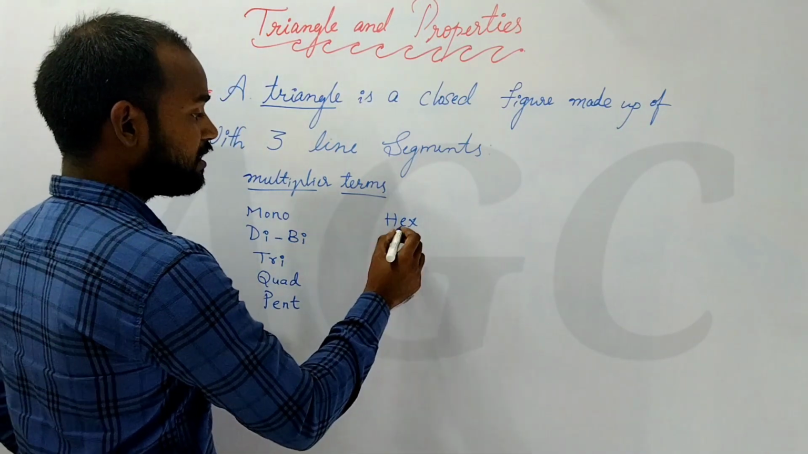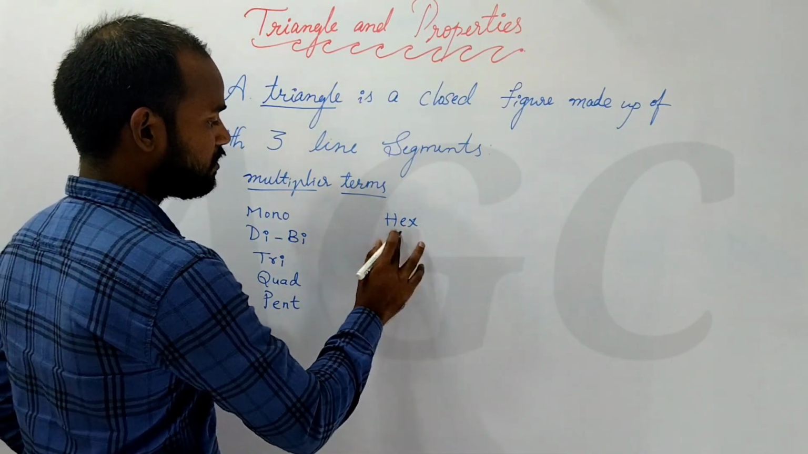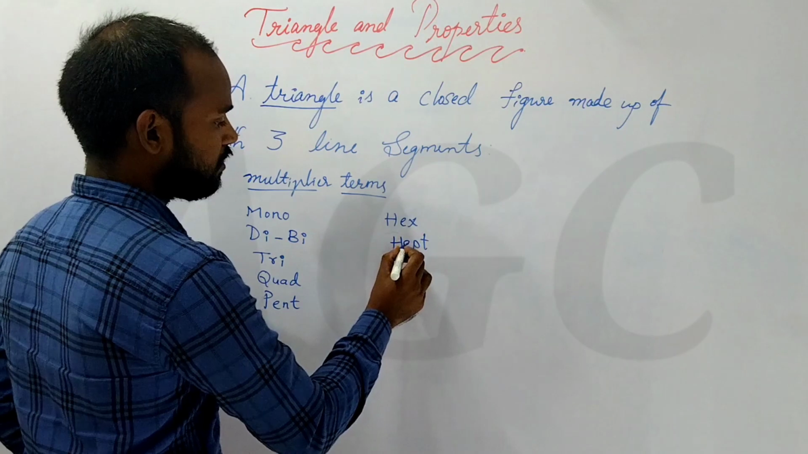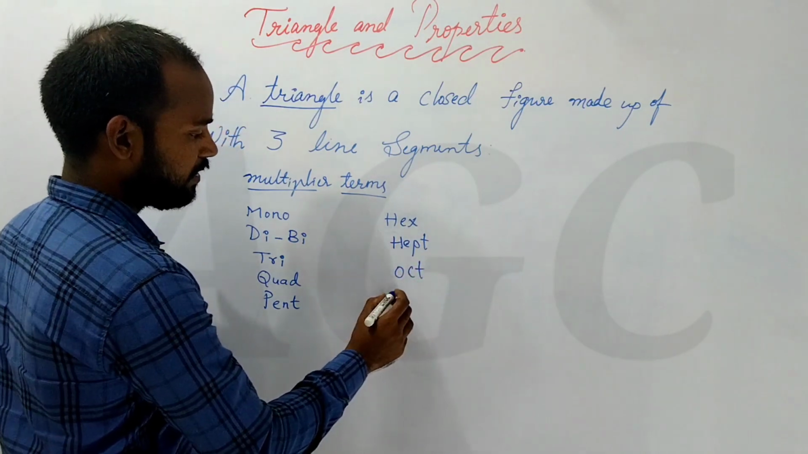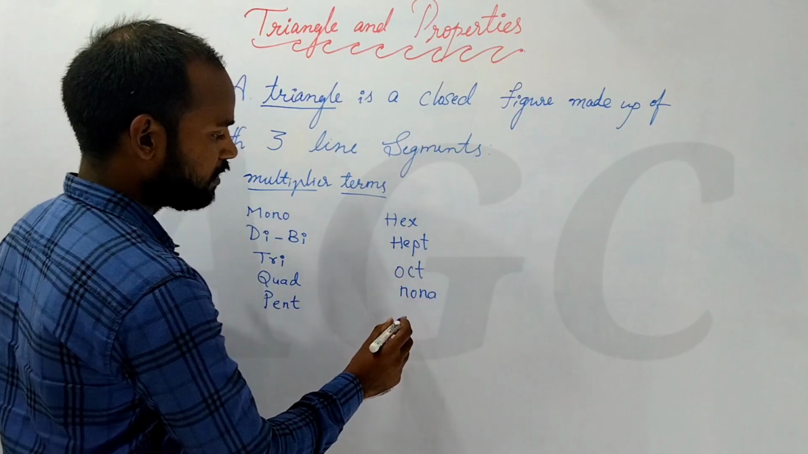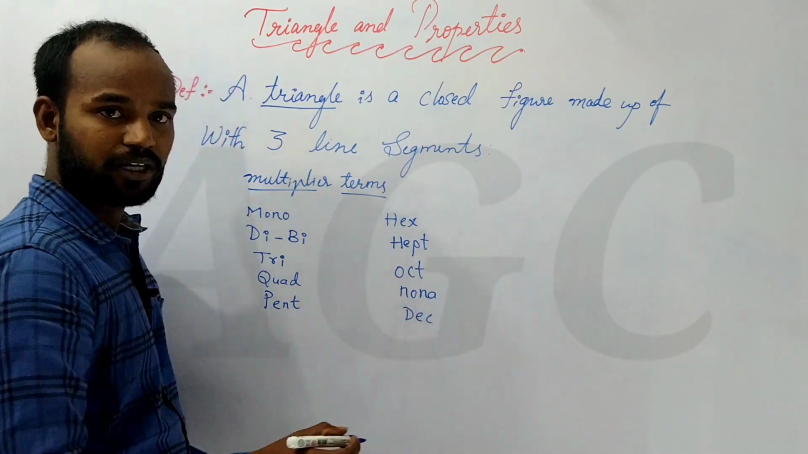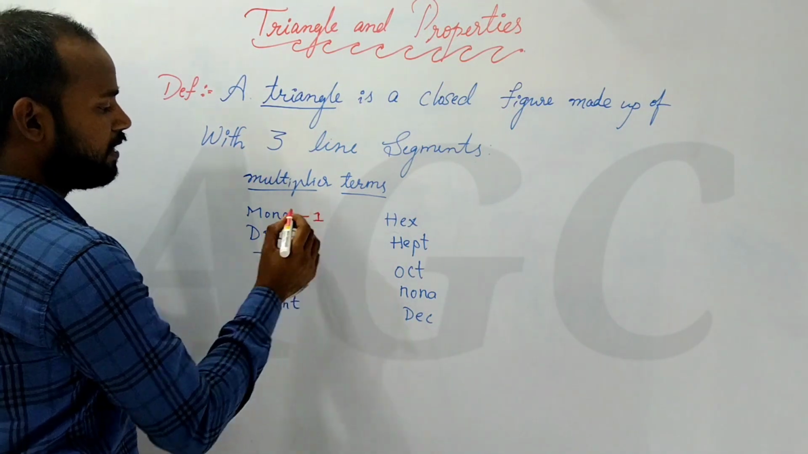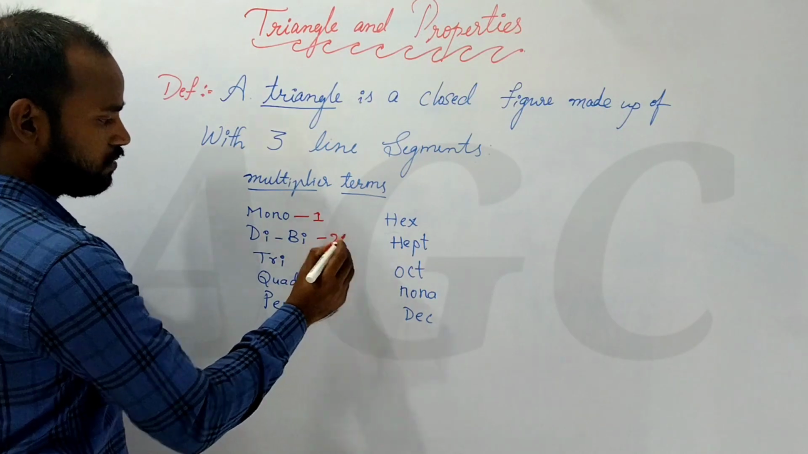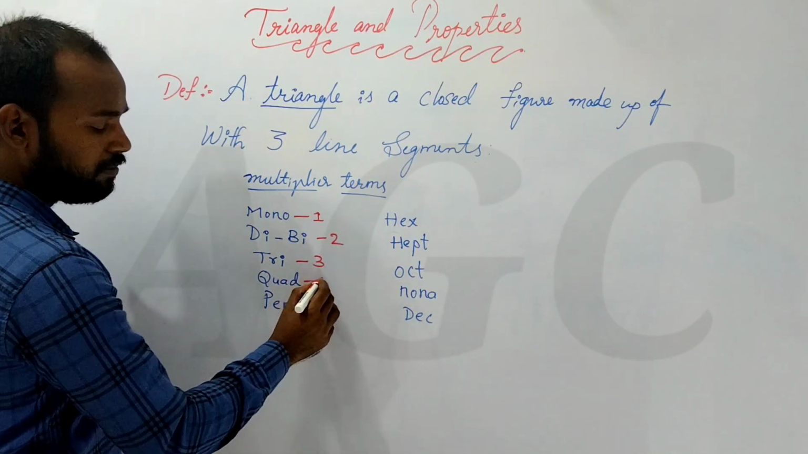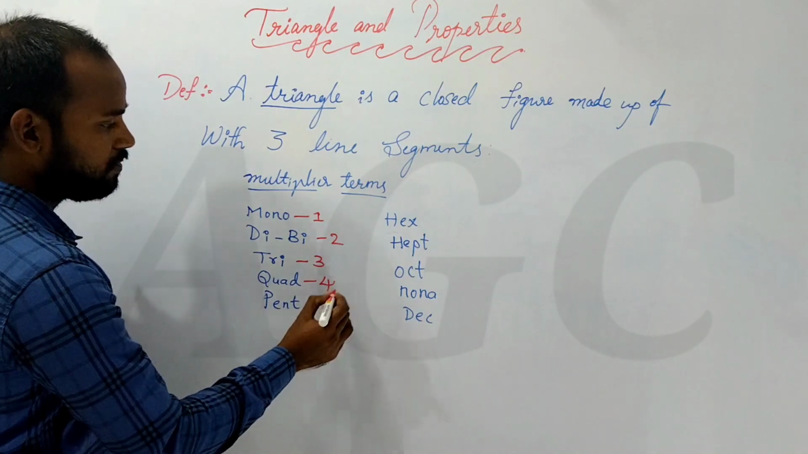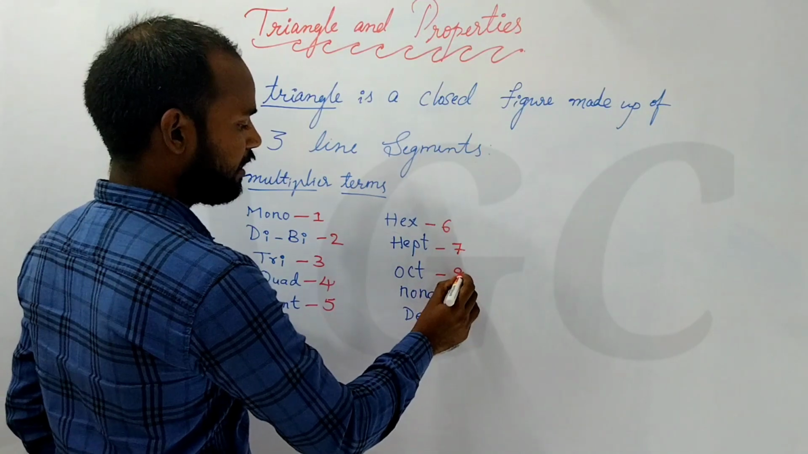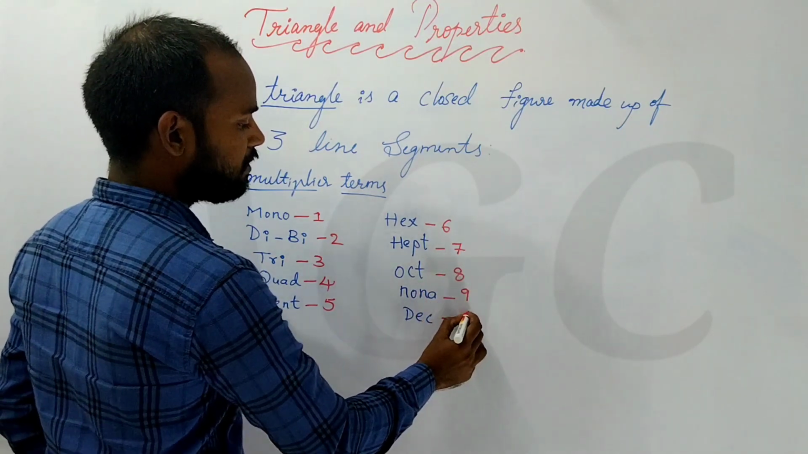Next, seven is hept. Eight is oct. Nine is nona. Ten is dec. Now, mono means single, representing one. Bi or di means two. Tri means three. Quad means four. Pent means five. Hexa means six. Hepta means seven. Octa means eight. Nona means nine. Deca means ten.